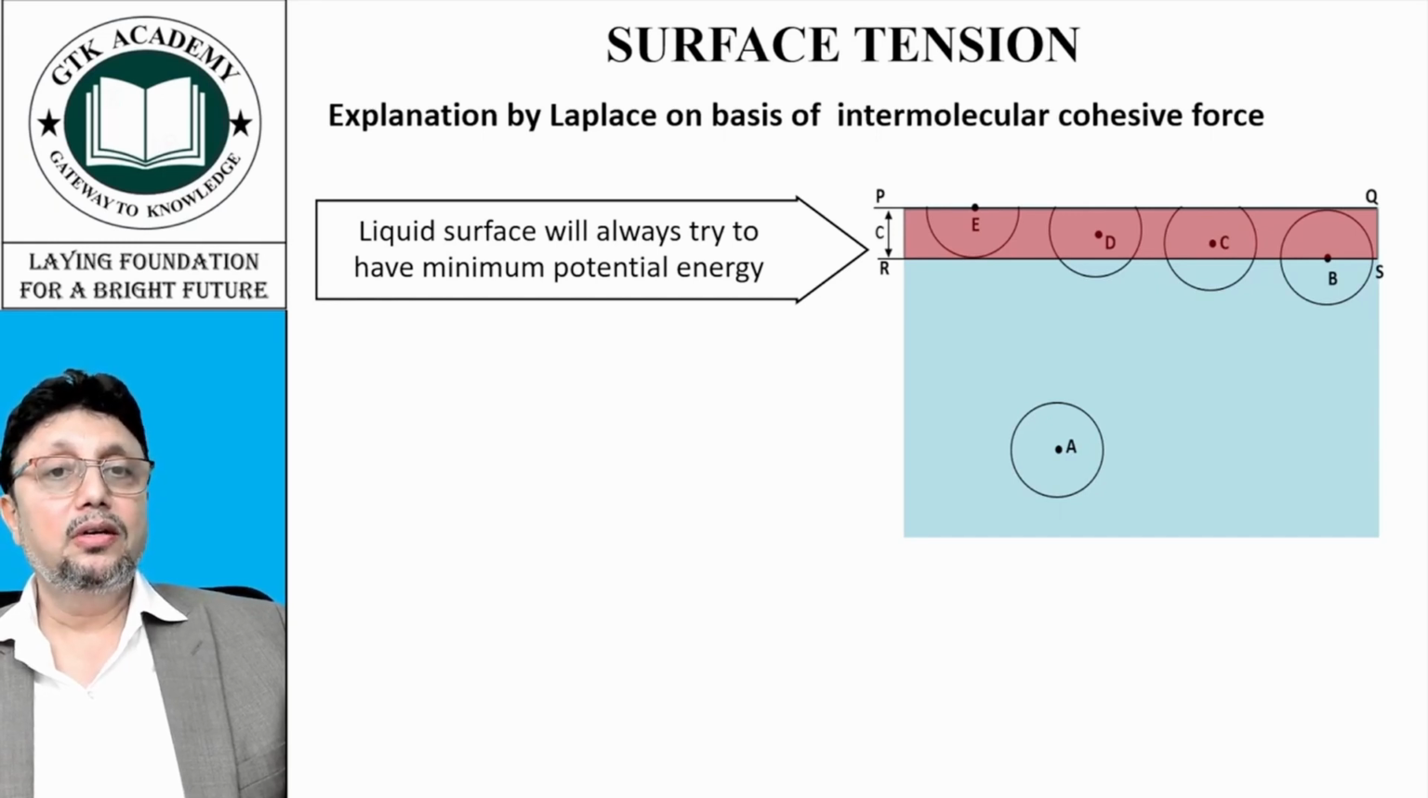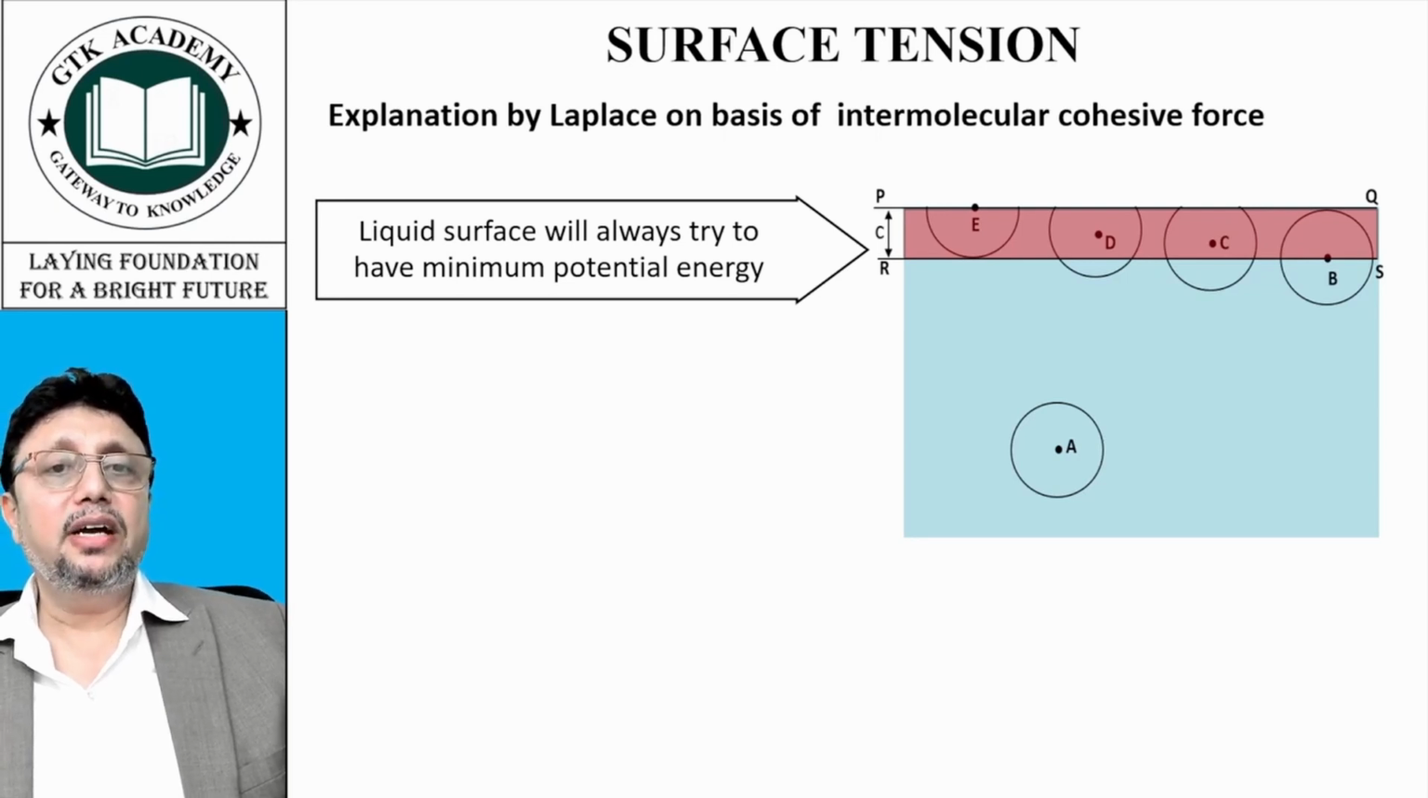That's true for us also. If you tease your younger brother or sister, that means you are increasing their potential energy. So what will they do? They will try to reduce their potential energy, and they will definitely do some kind of prank here or there. I'm just saying it in a lighter mood. Please don't tease your younger brothers or sisters. Treat them with love and affection.